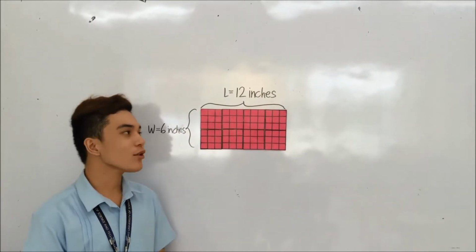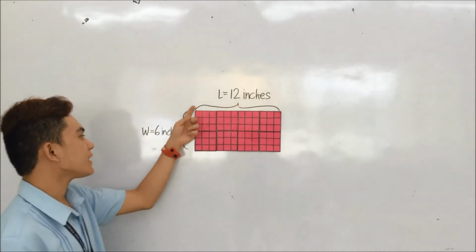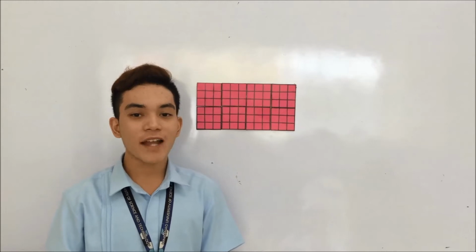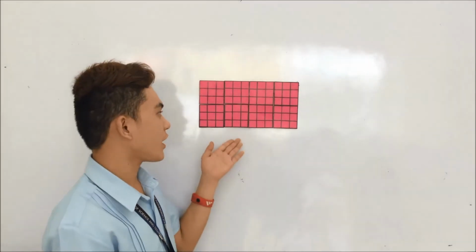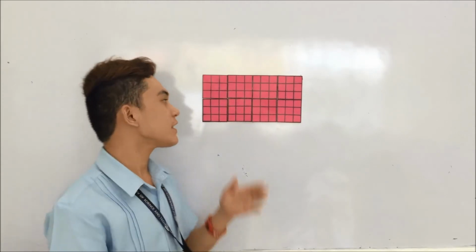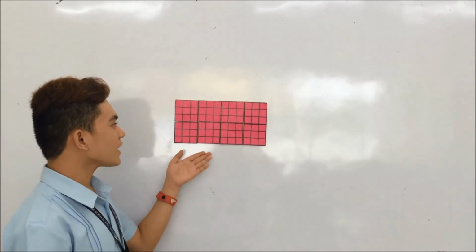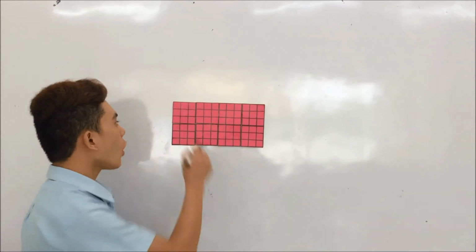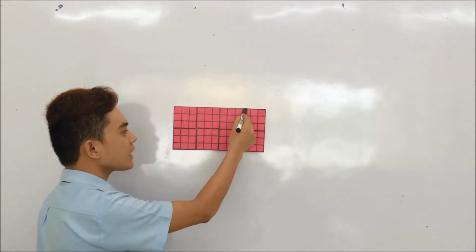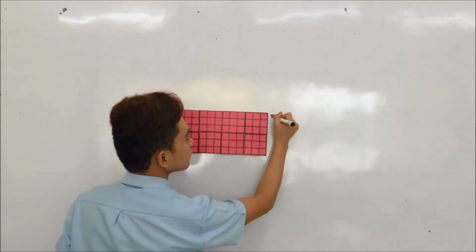And now, let's look at a rectangle that is 12 inches length and 6 inches width. So now, let's find out how many unit squares of 1 inch by 1 inch squares are there inside the rectangle. Let's add all the squares inside the rectangle. 1, 2, 3, 4, 5, 6, 7, 8, 9, 10, 11, 12. So it's equal to 12.